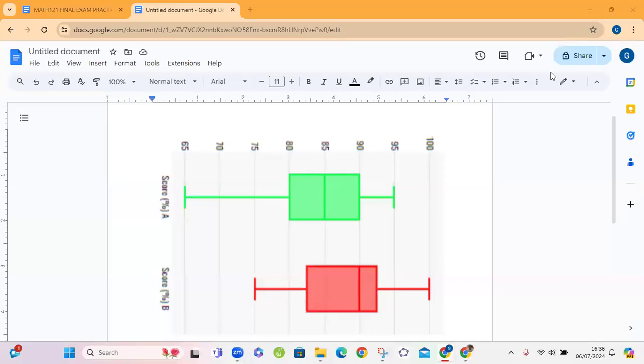Just to confirm, for those who prefer a horizontal visualization, as you can see, group A is skewed towards the left. And group B is symmetrically skewed. But group A is skewed towards the left.